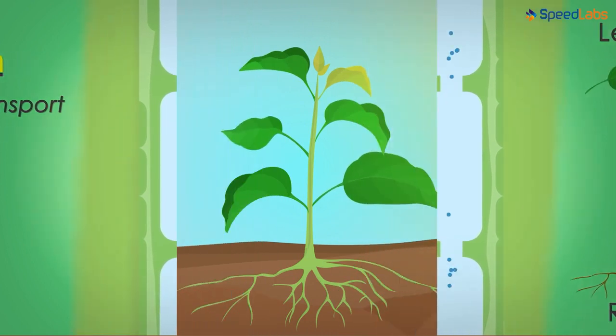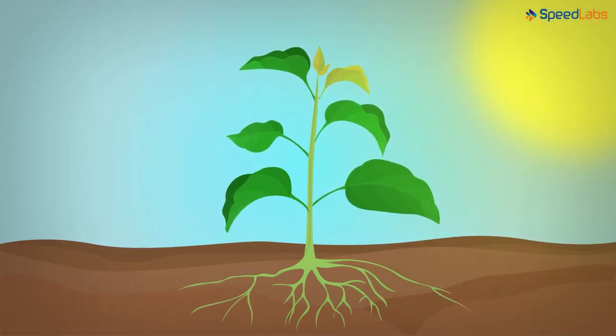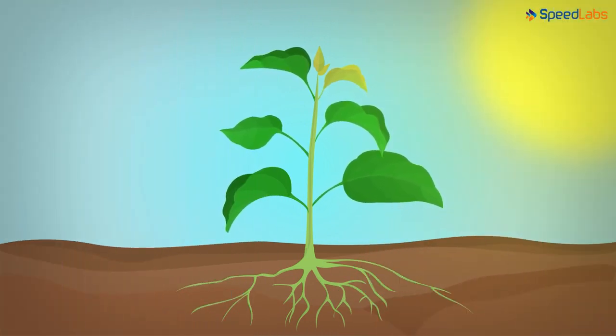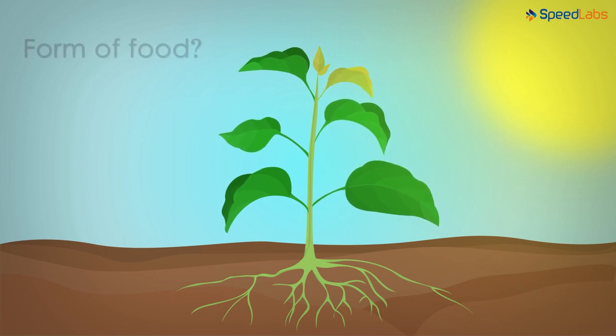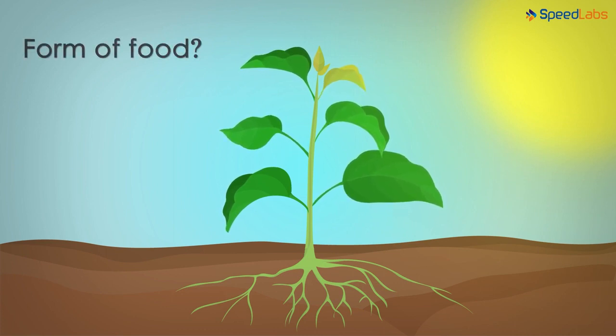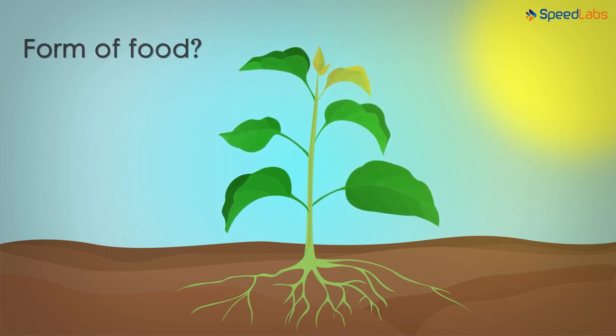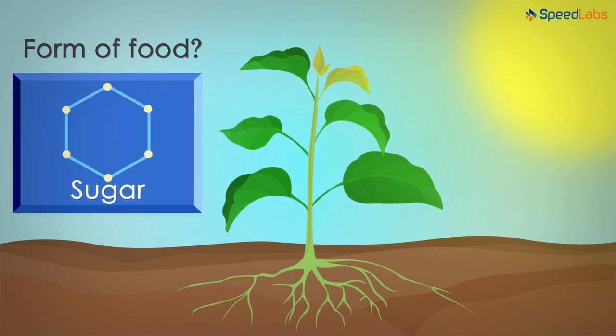With all the requirements checked from the list, the plant is now ready to perform photosynthesis to make its food. And what is the form of food that it makes? Yes, the food prepared is in the form of sugar. It's transported to all other plant parts for proper growth and maintenance.